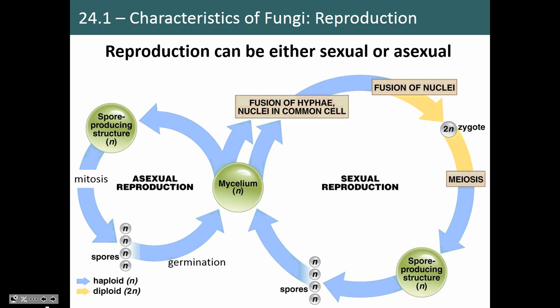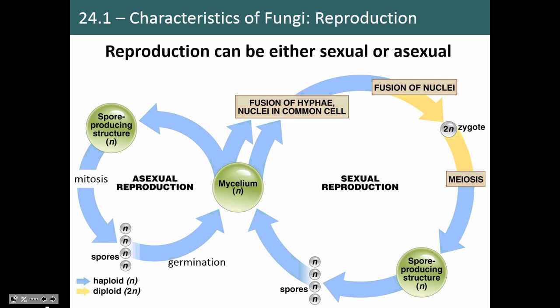Then reproduction can also be sexual. And for sexual reproduction to happen in fungus, we have to have two different mating types. And those different mating types may be members of the same individual, an individual that has both mating types. And it may also be two separate individuals, each having a unique mating type. Sometimes the mating types are referred to as plus and minus mating types. Those alternative mating types have to come together.